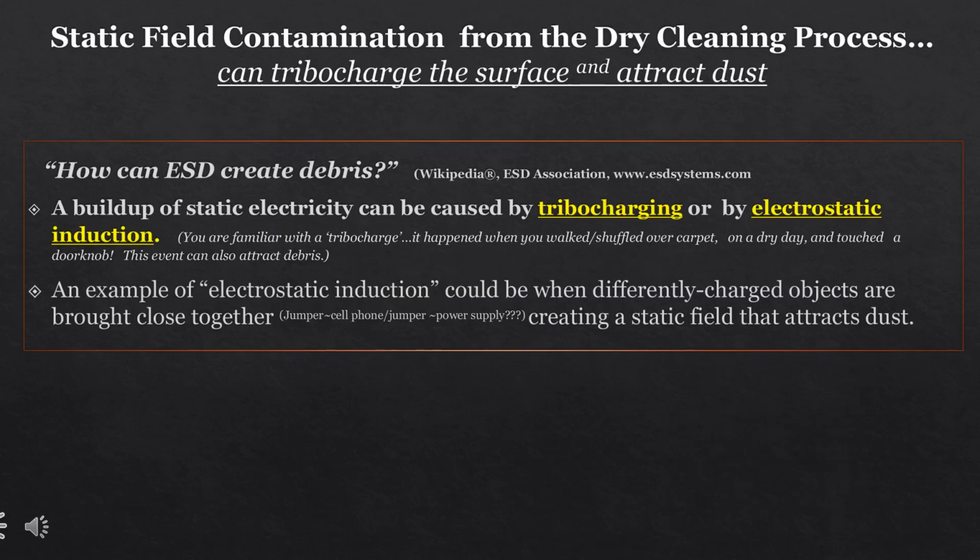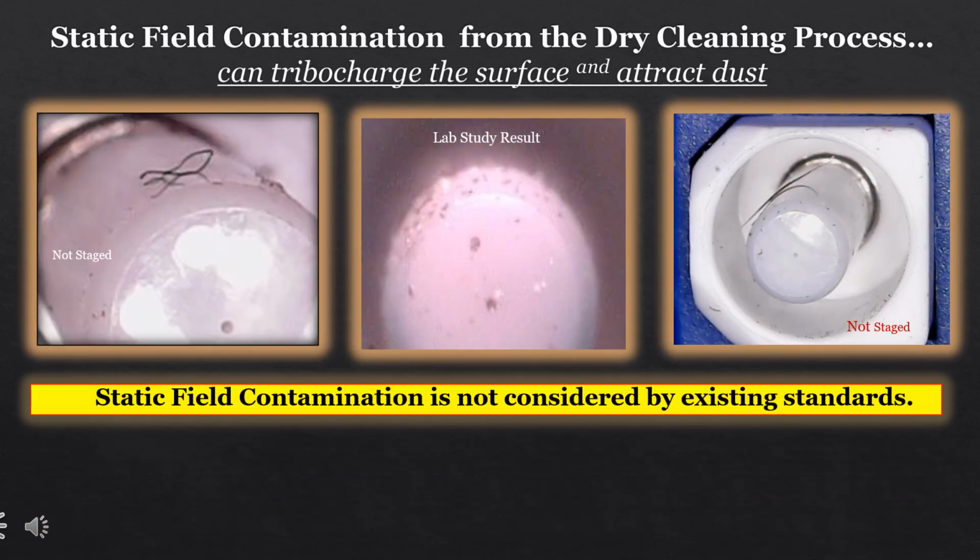As a member of the production line community, you're well aware of static field. Your benches are likely treated with special chemical treatments, and surely your technicians are grounded. However, for the field service group, it's a little bit different. Oftentimes we're not aware that processes like dry cleaning can create static field accumulation. Static field contamination is not considered by existing IEC standards.